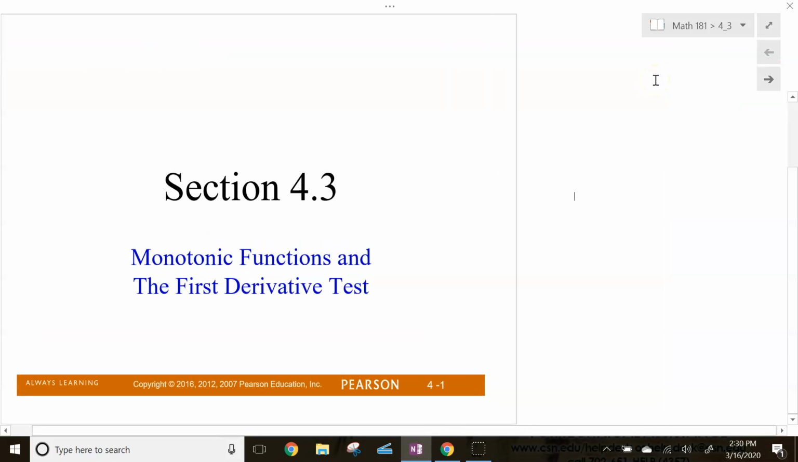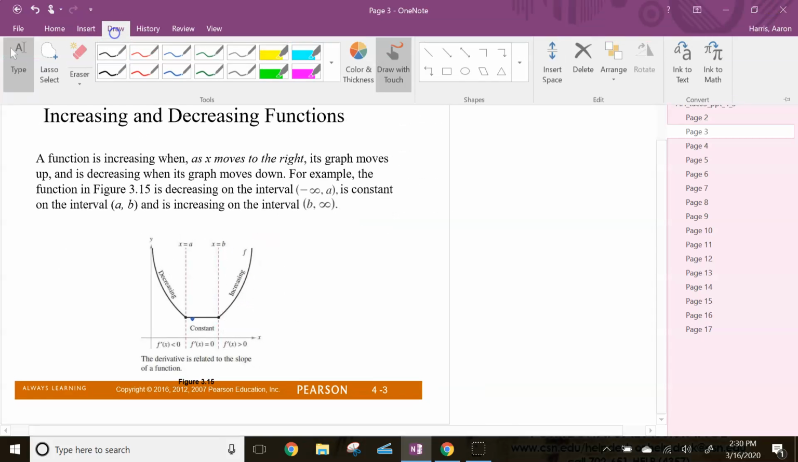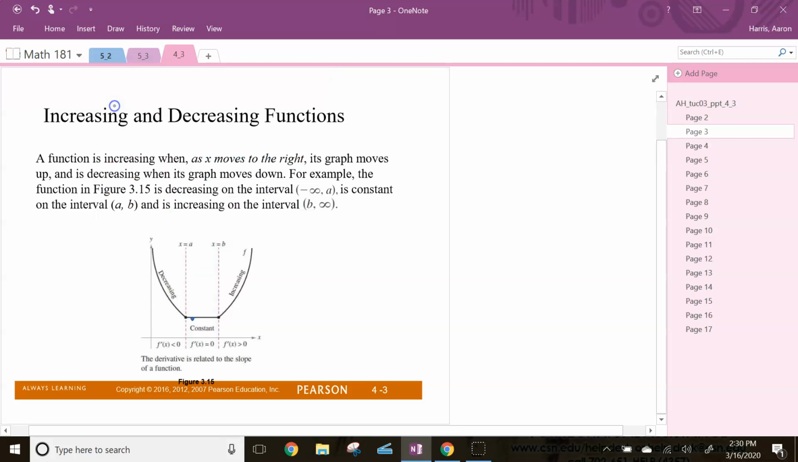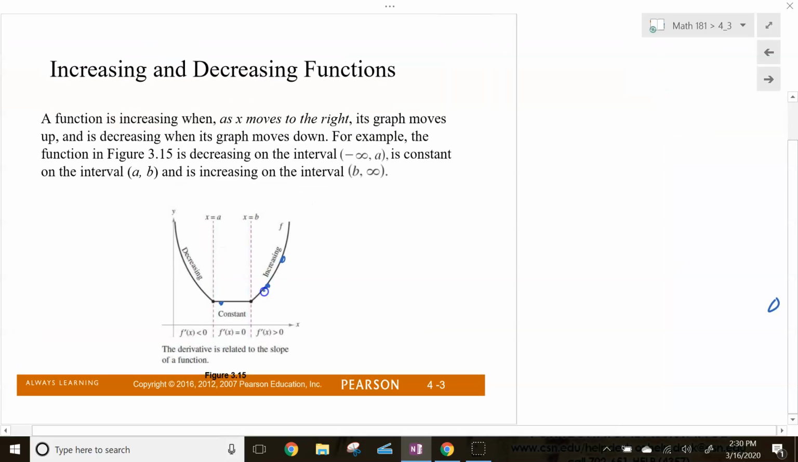Let's talk for a minute about increasing and decreasing functions. If you remember, increasing means if x1 is less than x2 on an interval from x1 to x2, and f of x1 is always less than f of x2, you're going to be increasing. For example, with this one here, you've got x1 less than x2, and f of x1 is obviously lower than f of x2. So we're increasing, going up and to the right.